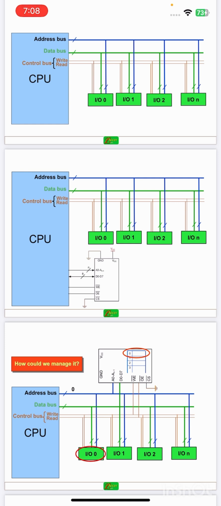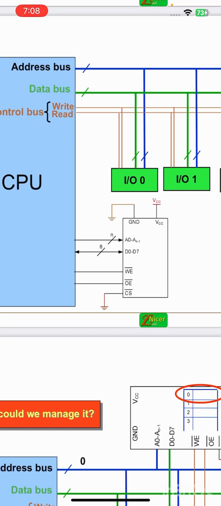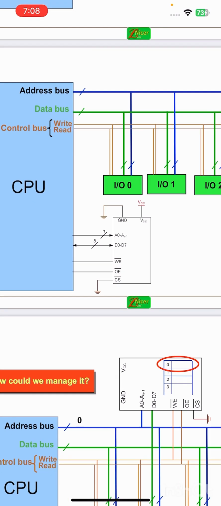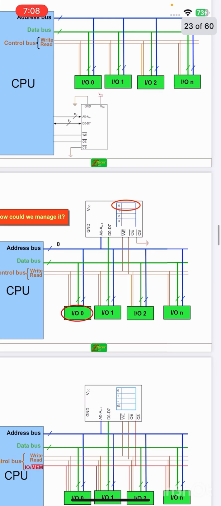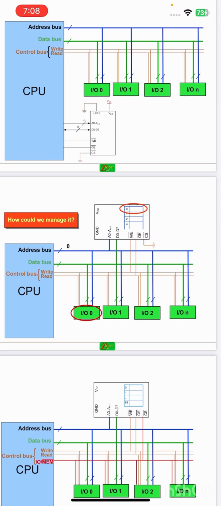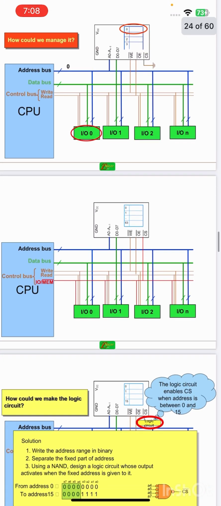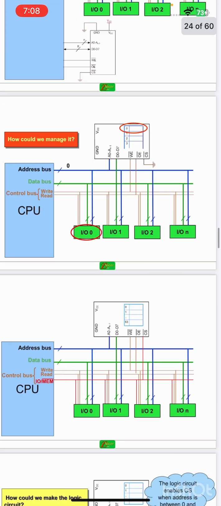And this shows how the address goes to the nth device and then goes back and forth to the CPU and to the chip. How could we manage it? Now we are going to explain how things work in the CPU with the address and all the other forms.